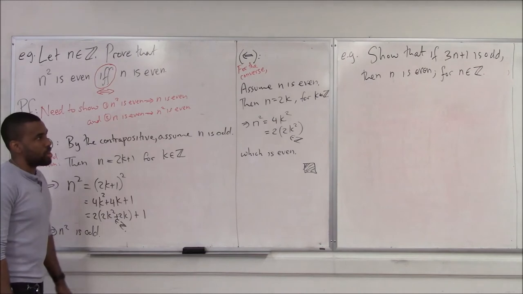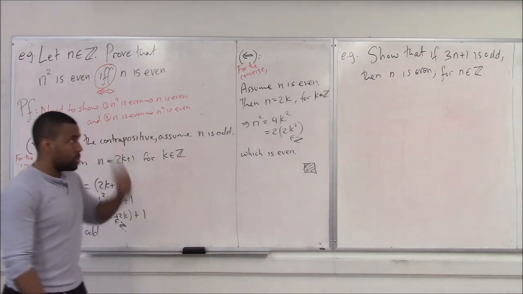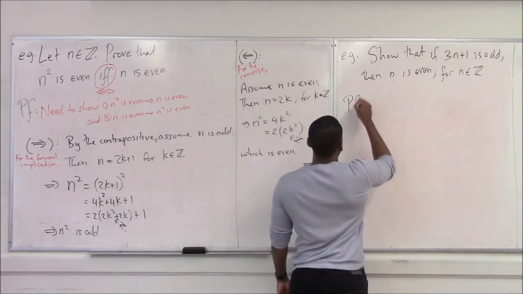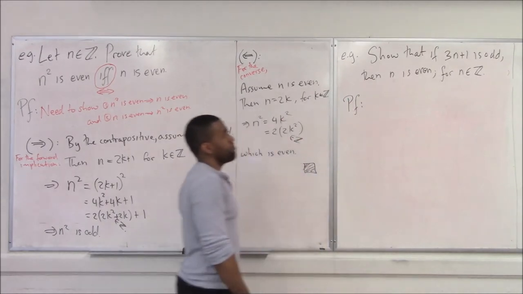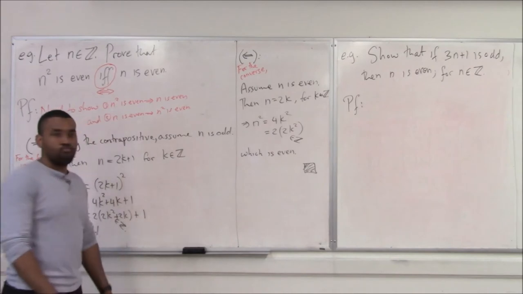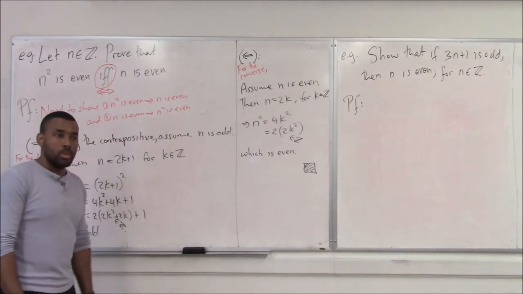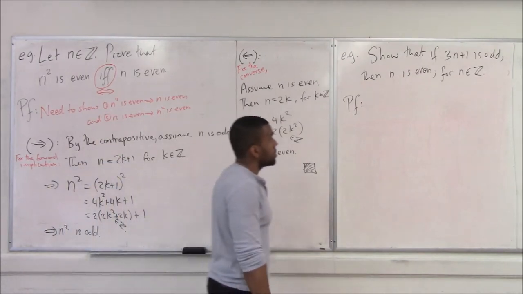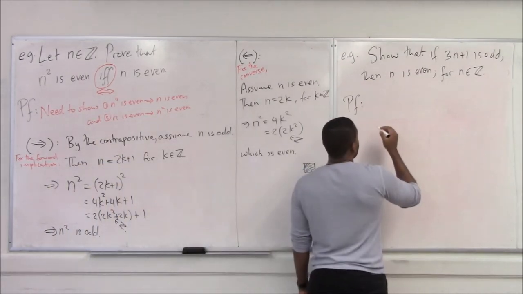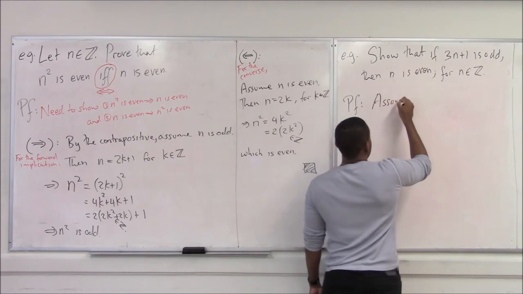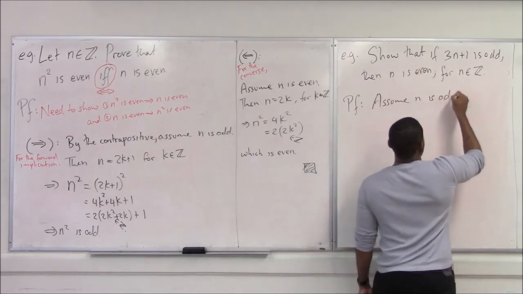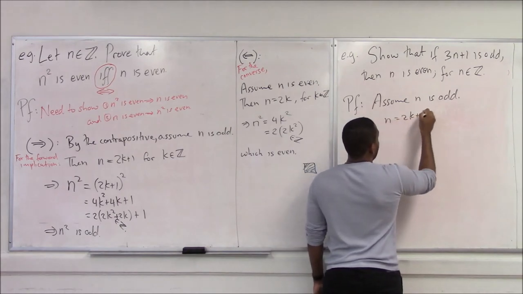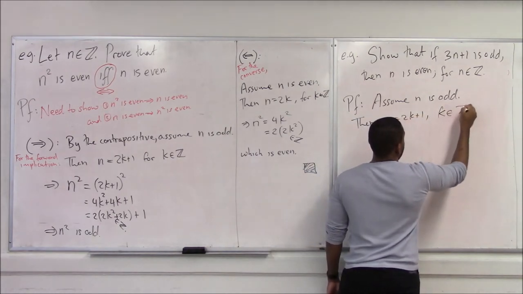Not terribly far from two examples ago. Well, let's actually just get through this. Proof. How do we start? Maybe the cube. Assume n is odd. Assume n is odd. Then n equals 2k plus 1 for k an integer.